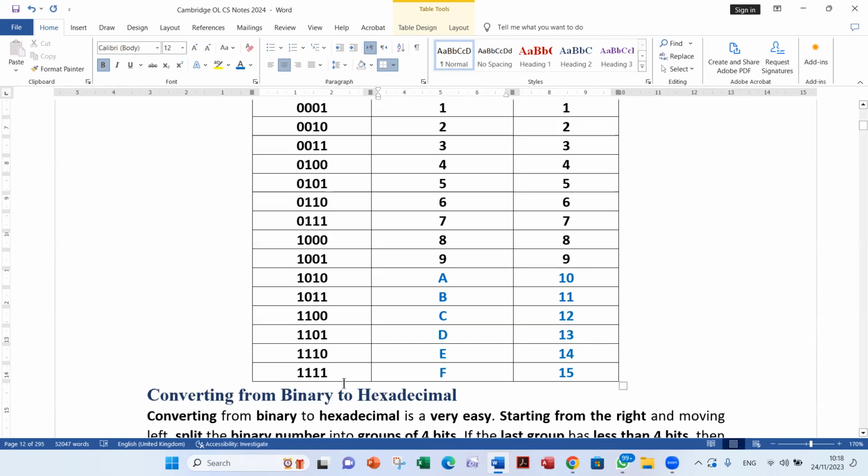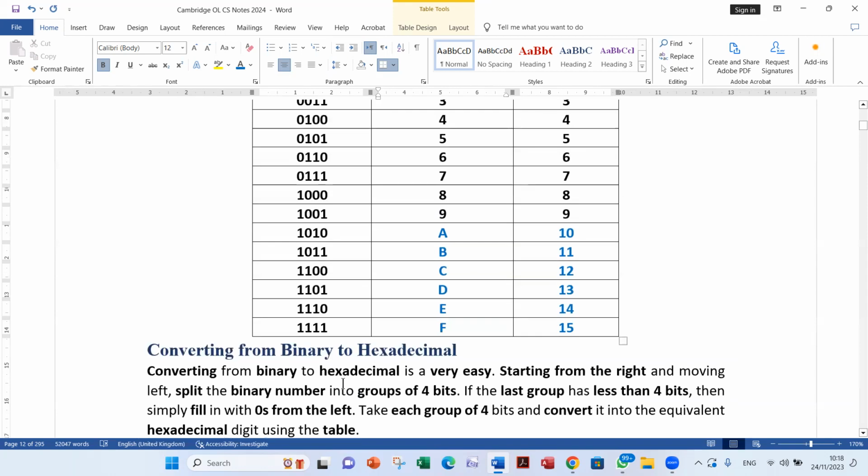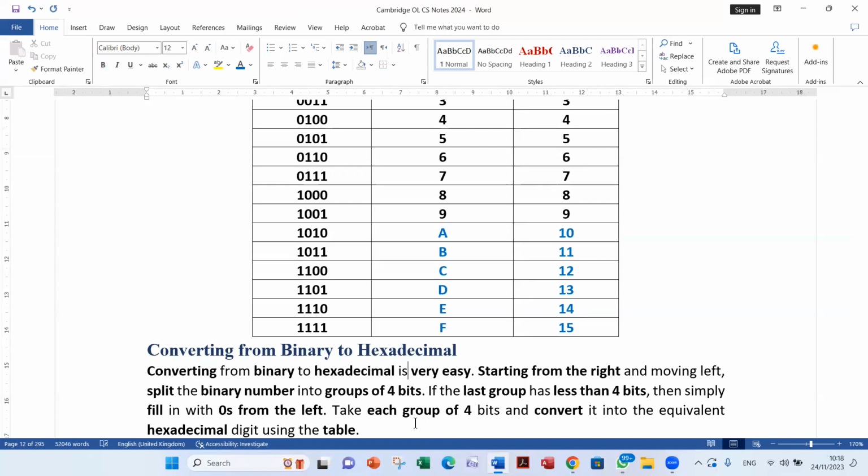So let us go through examples and you work out things by hand. This is equivalent to solving past papers, because all these questions are just copied from past papers. Converting from binary to hexadecimal is very easy.